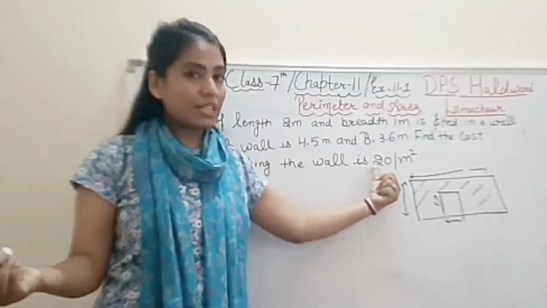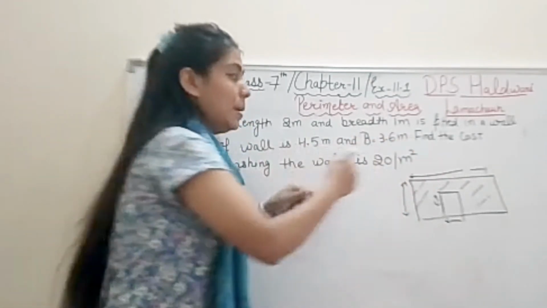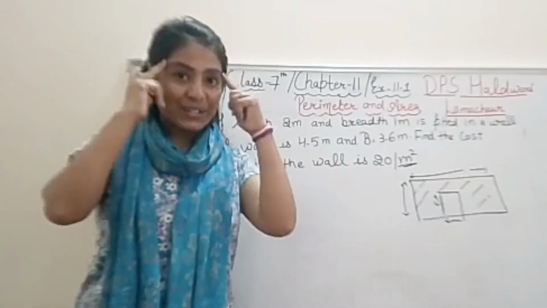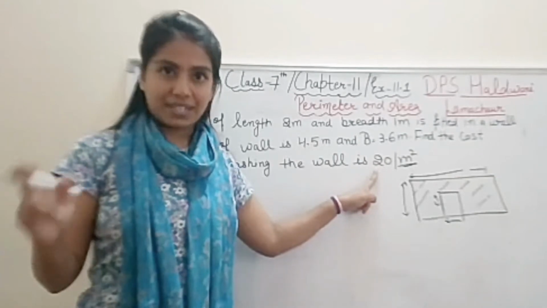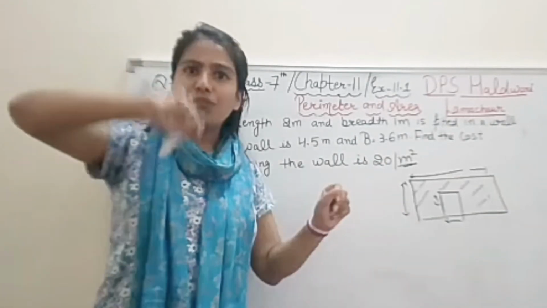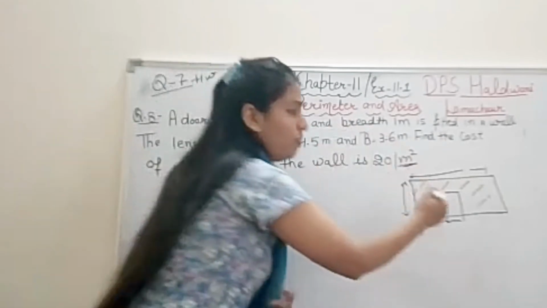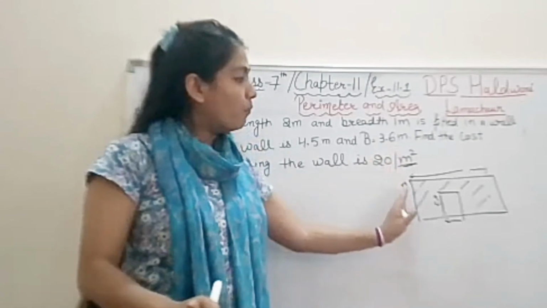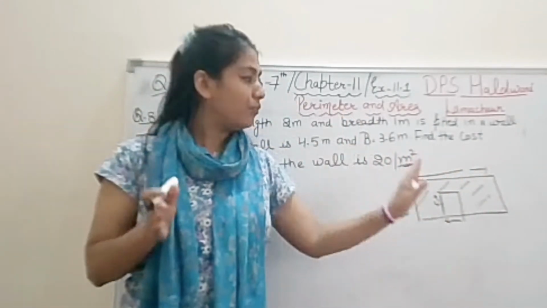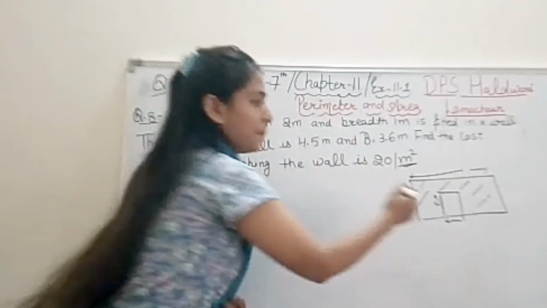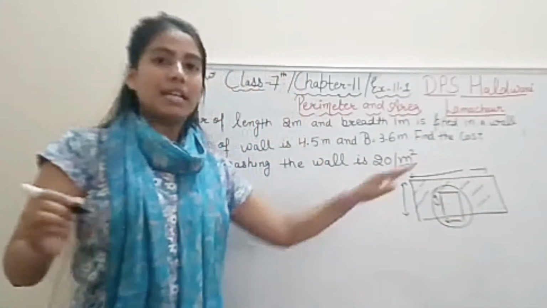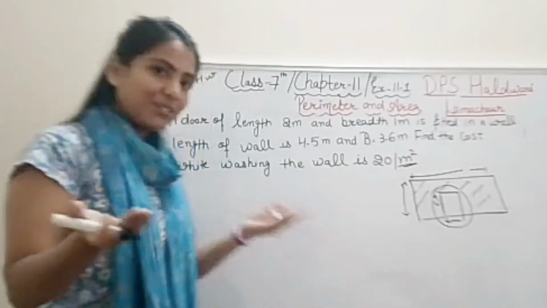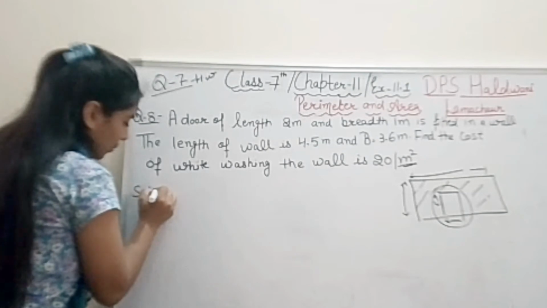Second thing, the cost is given as 20 per meter square. Meter square is the unit for area only. Right, student? So logically you read the question. You will paint the wall only. You will not paint the door, because the door will have a different paint. You need to paint the wall only. So when you paint the wall only, you will subtract the area of this door from the whole wall. Right, student? Understood? So first of all, we will write down the solution.